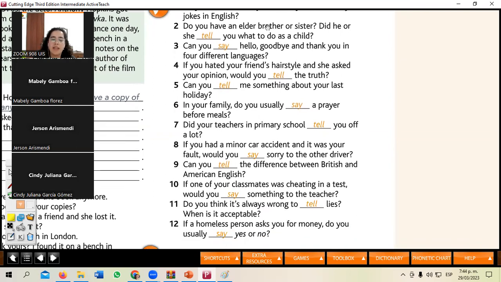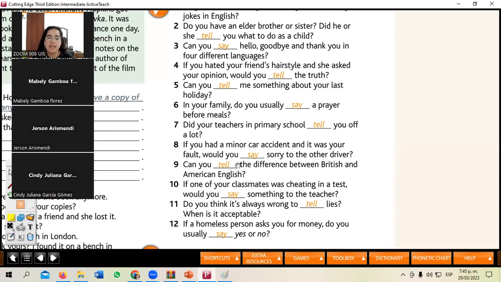Number 6, in your family, do you usually say a prayer? Dices una oración. Entonces, para prayer usamos say. 7, did your teachers in primary school tell you off? Do you understand this sentence? Tell you off. Eso es un phrasal verb. Regañar. Tell someone off. ¿Ok? Entonces, tus profesores en primaria te regañaban mucho. 8, if you have a minor car accident and it was your fault, would you say sorry? Con sorry, siempre usamos say. Would you say sorry to the other driver?